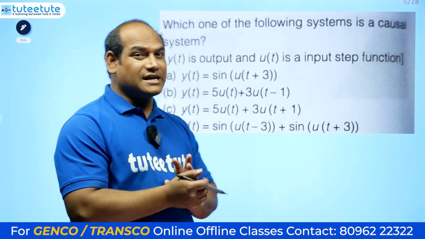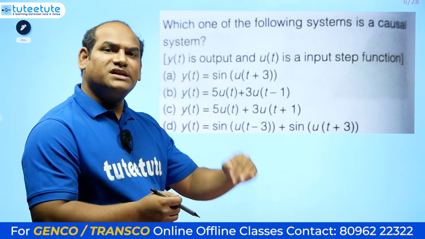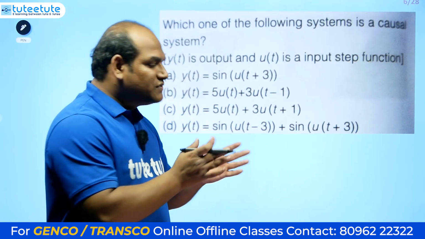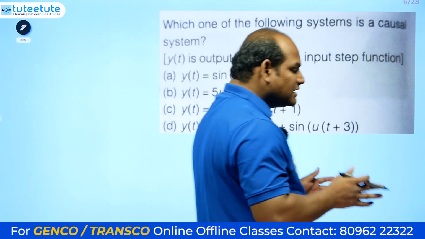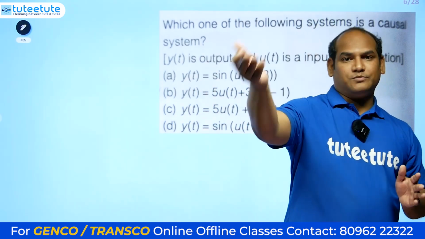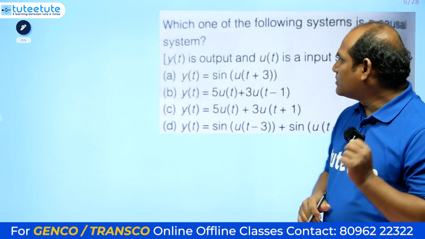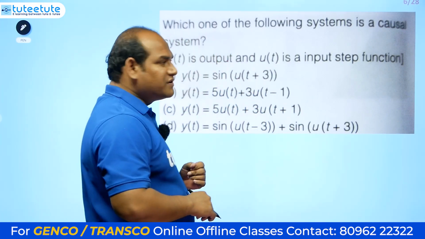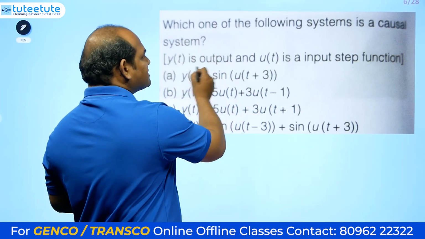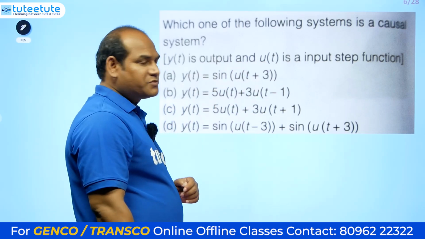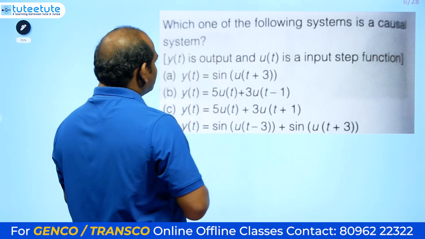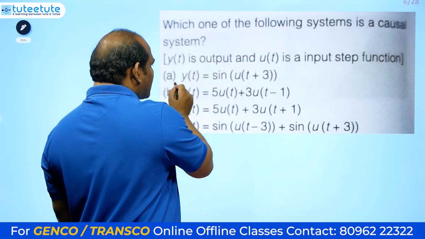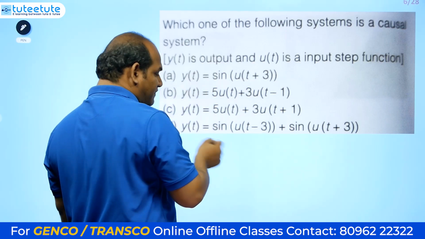So totally three things are there: past inputs, present inputs, future inputs. If the system's present output is not depending on future inputs, then we can tell that is a causal system. In the given options, which is a causal system, that is what we need to find. Here y of t is the output and u of t is the input. If you observe these equations, all are given for y of t.